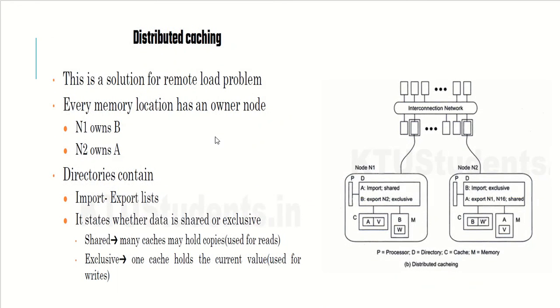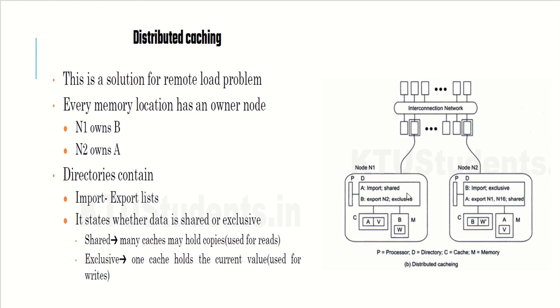The second solution that was given was distributed caching. Distributed caching, as the name says, you have to distribute the caches between the nodes. So this is kind of trying to solve the remote load problem. Every memory location will have someone called an owner node, or the node which actually owns the location. So in this example, you can see N1 is owning the location B, N2 is owning the location A. So this is N1, N2.